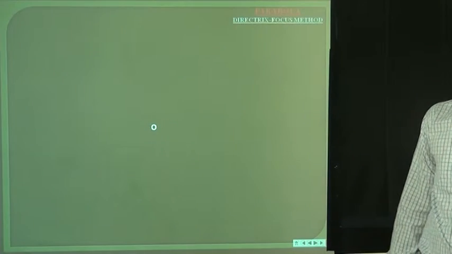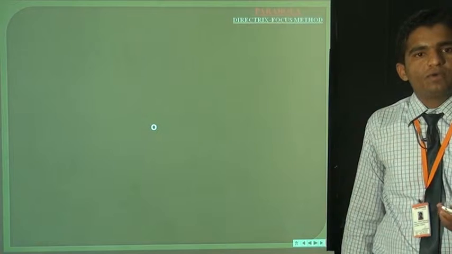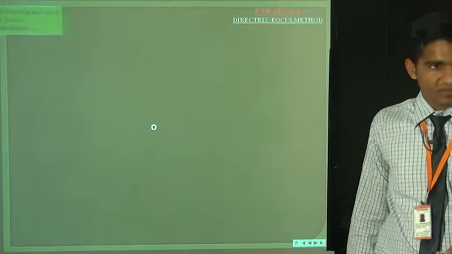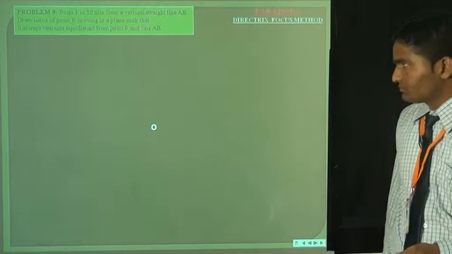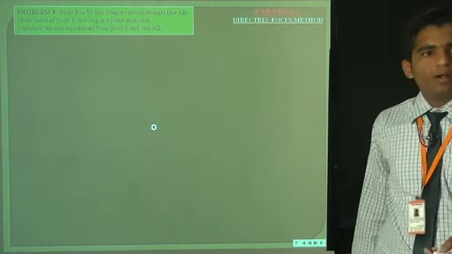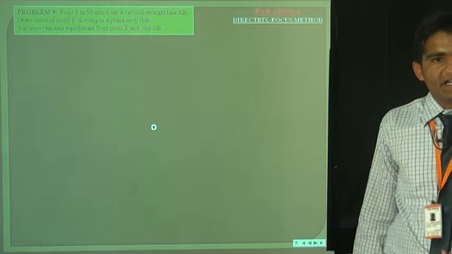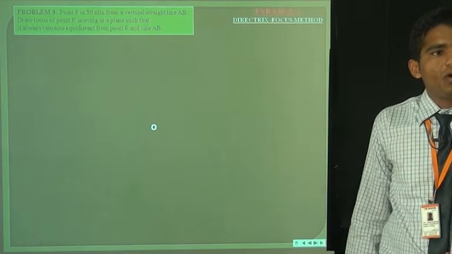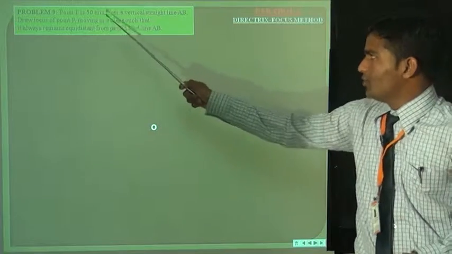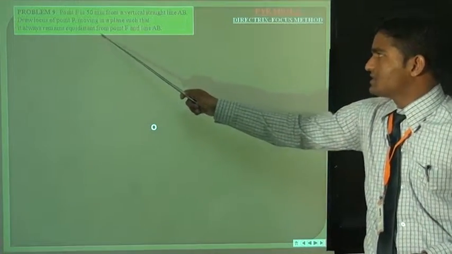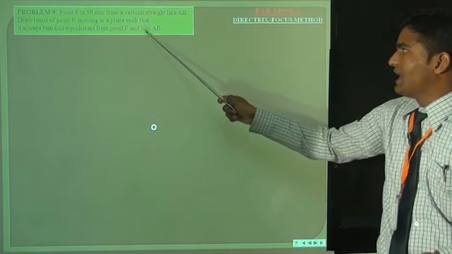Now let's move on to the next method of construction of parabola, the directrix and focus method. For that, take this problem. Point F is 50 mm from a vertical straight line AB, and draw the locus of point P moving in a plane such that it always remains equidistant from the point F and line AB.